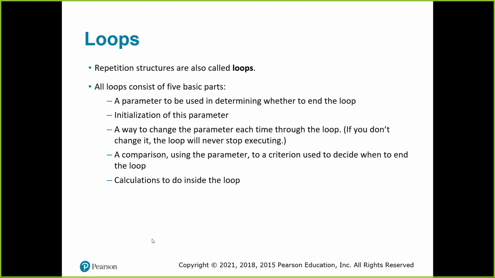Again, back to the 5 basic parts. So a way to change the parameter, and a comparison to determine whether or not the criteria has been met. If it has been met, you exit the loop. If not, you continue with another iteration of the loop. And then you have to do some kind of calculation inside the loop. I guess it's not mandatory, but that's generally what loops are for.